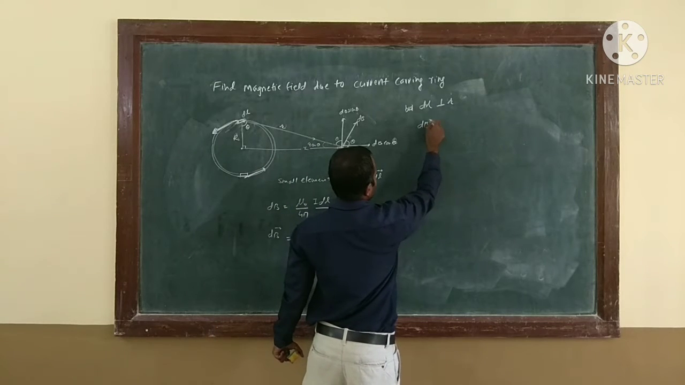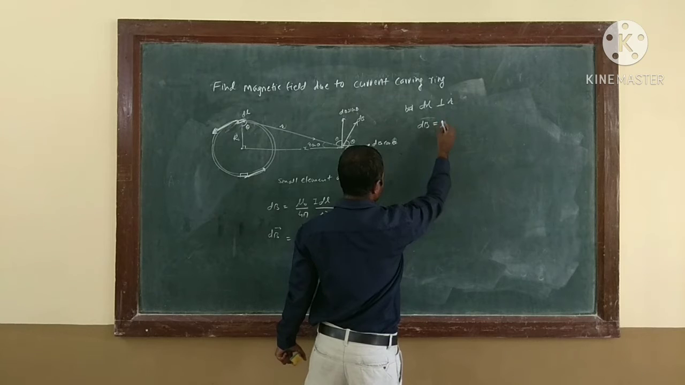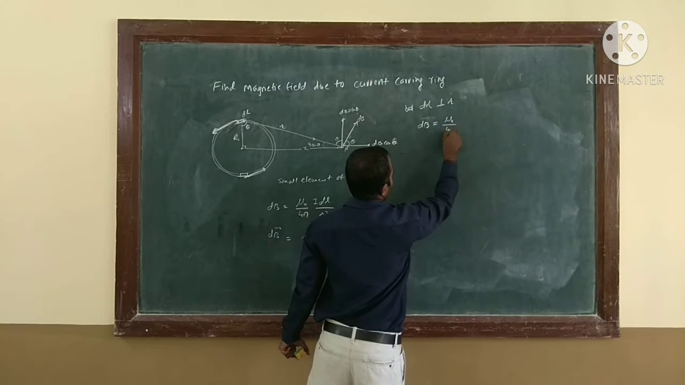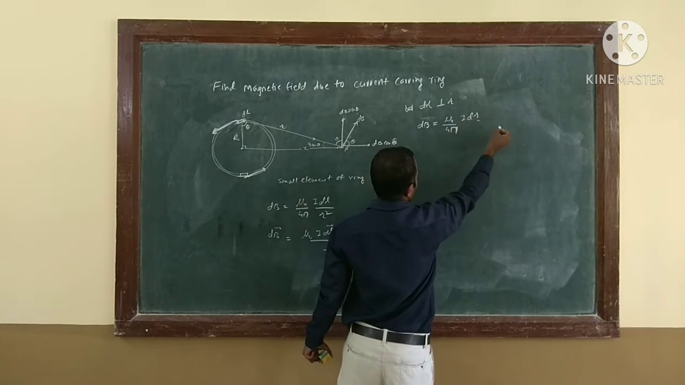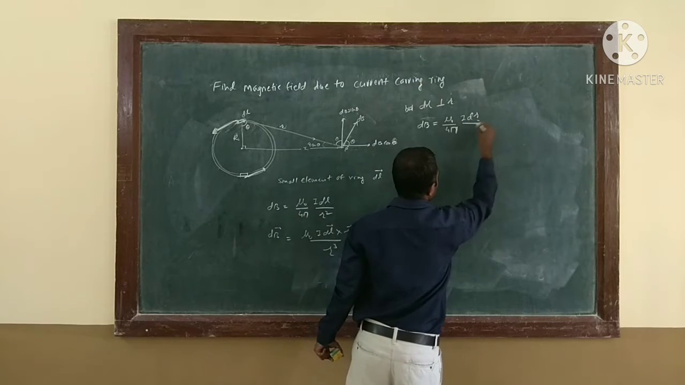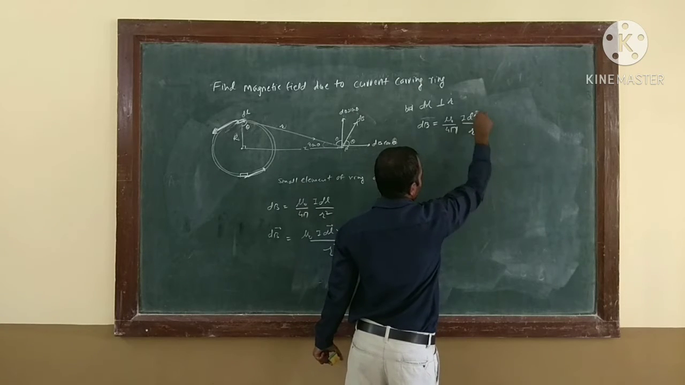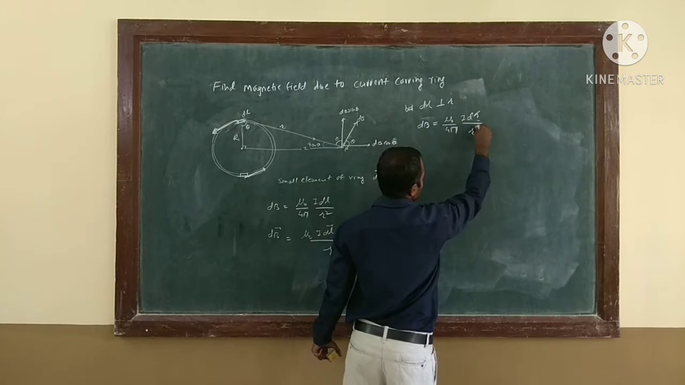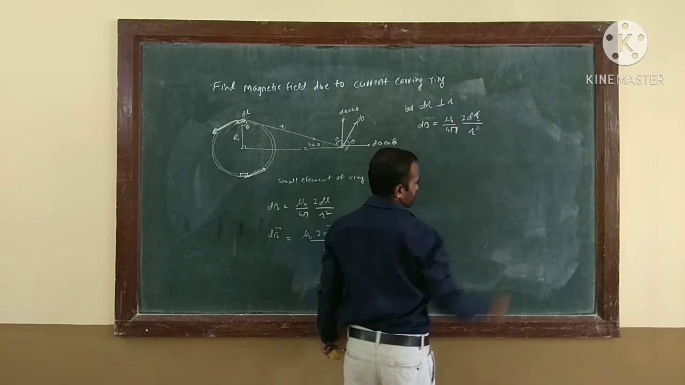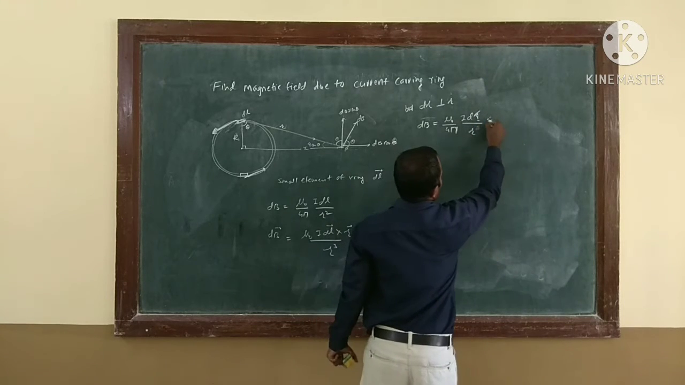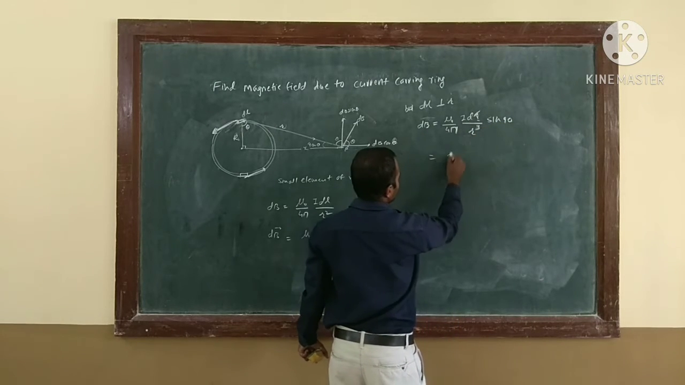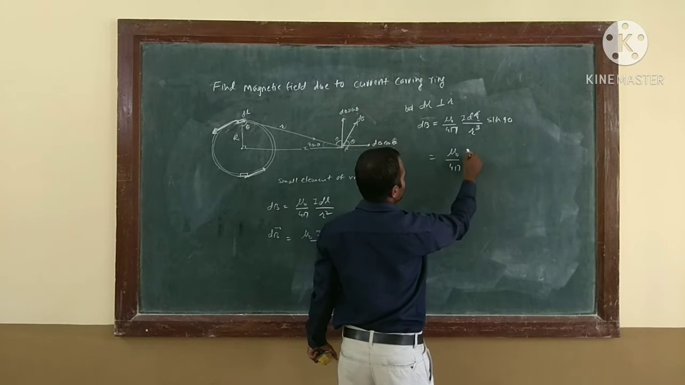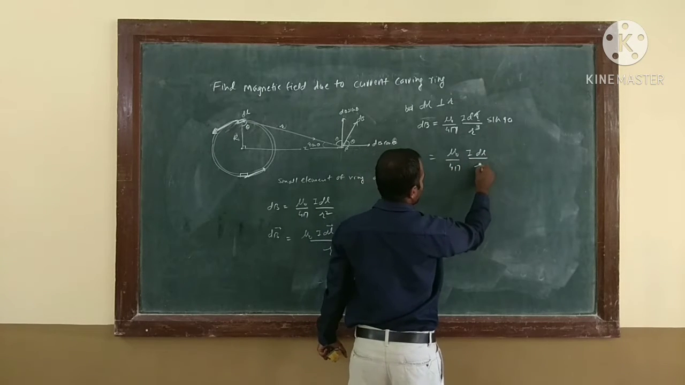So dB is equal to mu 0 upon 4 pi, I dl r, sin 90 will become 1, and one r will be cancelled, so here it will remain mu 0 upon 4 pi, I dl by r square, as sin 90 is 1, you know very well.